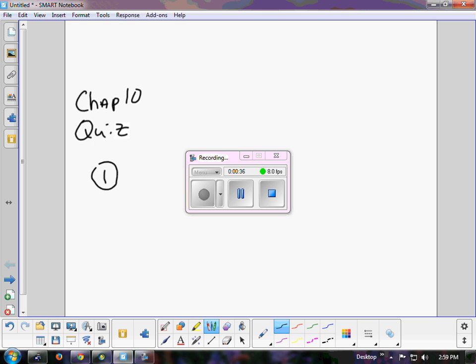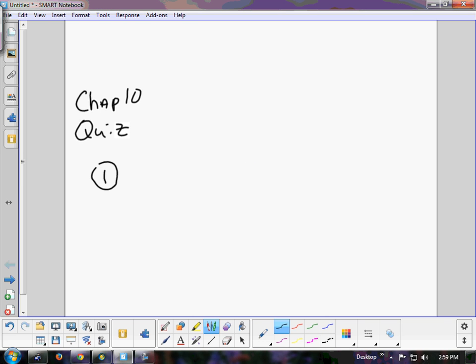So number one says a parabola always, sometimes, or never has an axis of symmetry. Well, this is a parabola. It always has an axis of symmetry. Okay, number two.